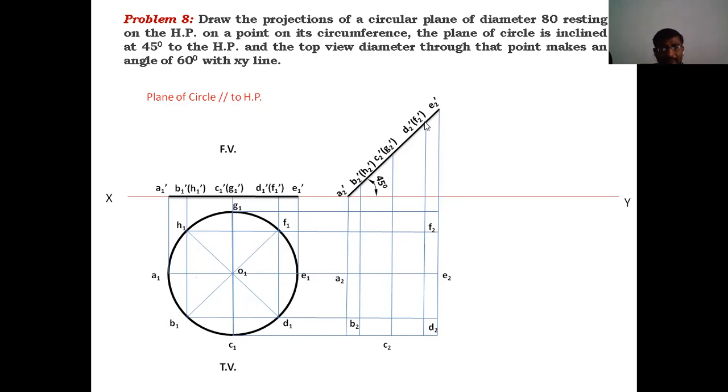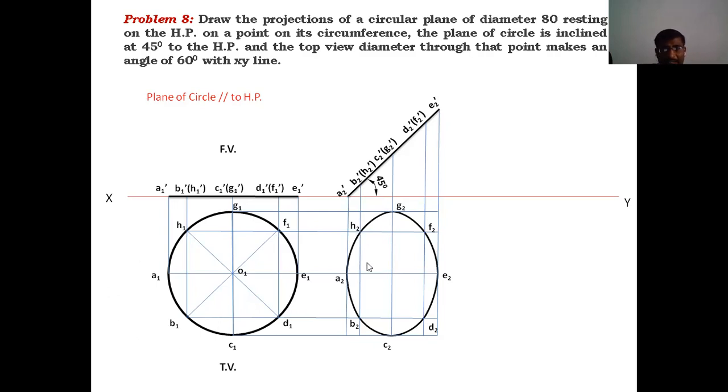F2 is the point of intersection between the F2 dash line and the F1 line. G2 is the intersection point between the G2 dash line and G1. And H2 is the point of intersection between the H2 dash line and H1. Like that, you have to locate the corresponding points with suffix 2, that is the second stage top view. After getting the top view points, join all the points, then we will get the ellipse.